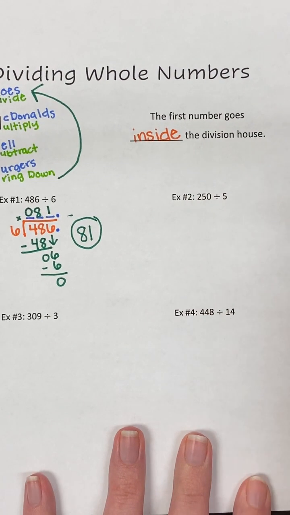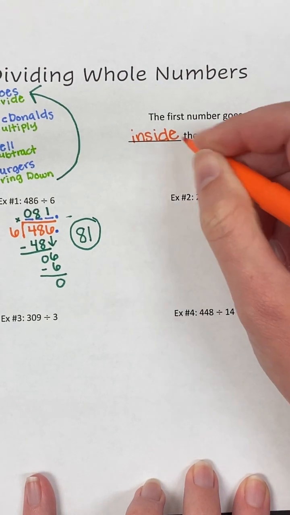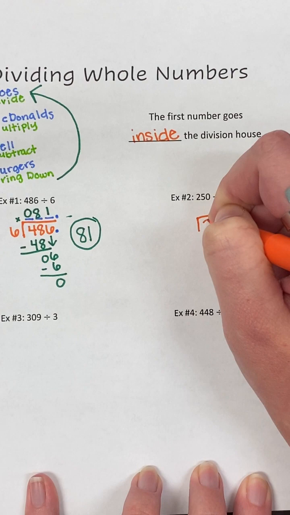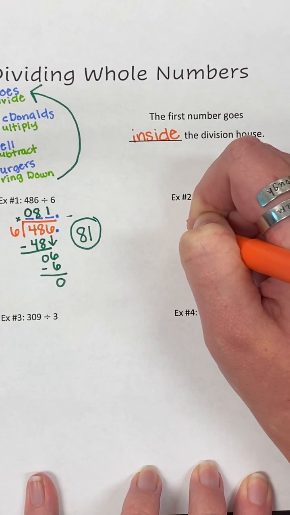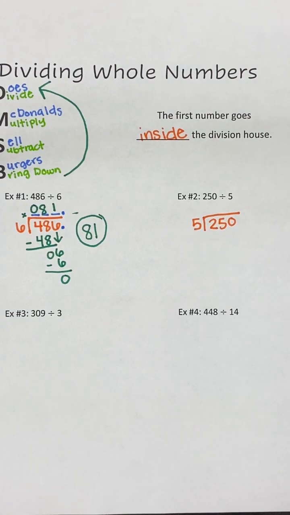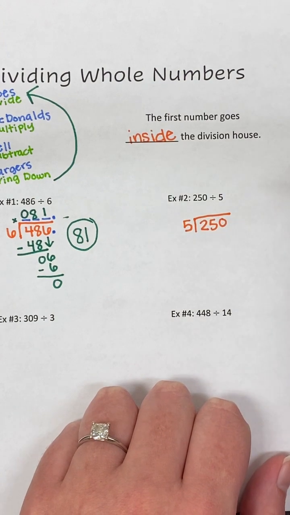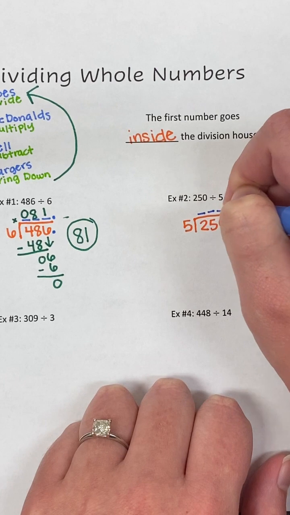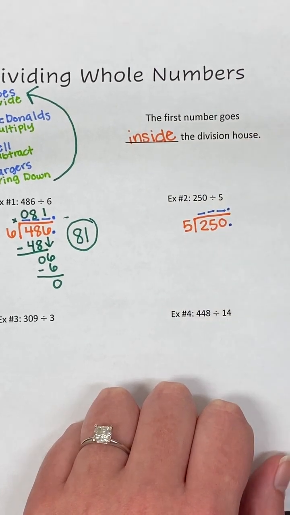All right, let's look at our next example. We have 250 divided by 5. The first number goes inside. So 250 divided by 5. I'm not ready to divide yet because each number needs spaces. So if I have 3 numbers inside, how many spaces would I have? 3. And then I have to add that decimal at the back.